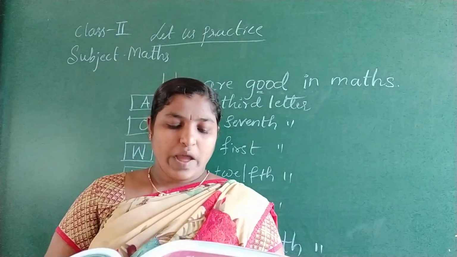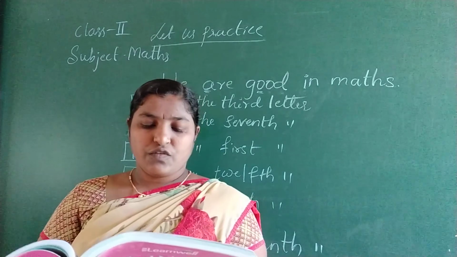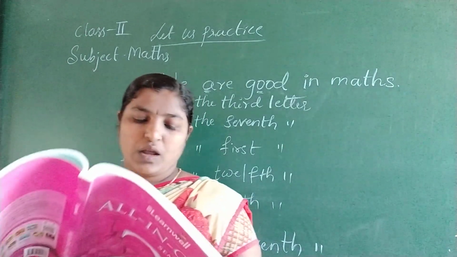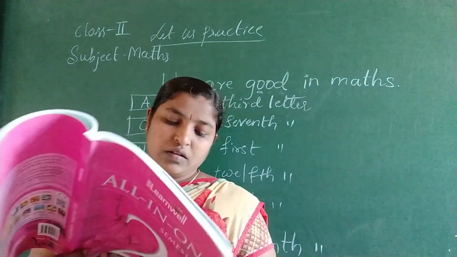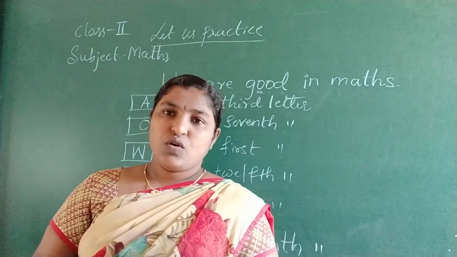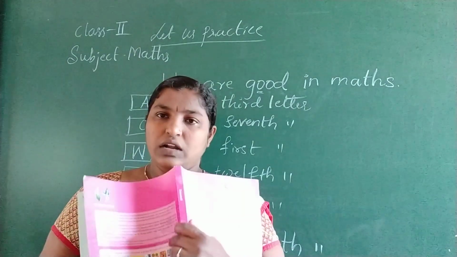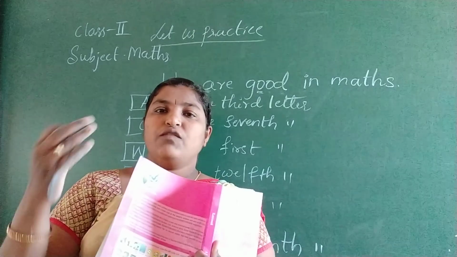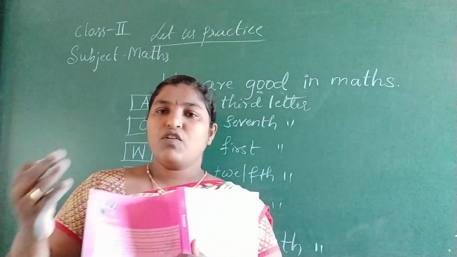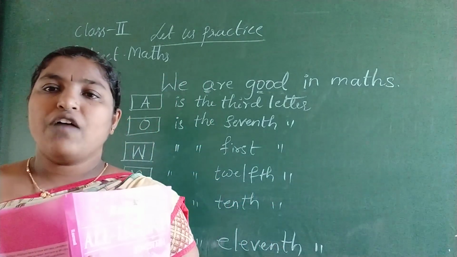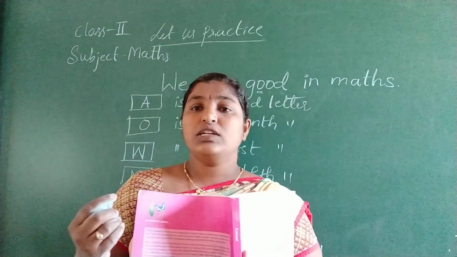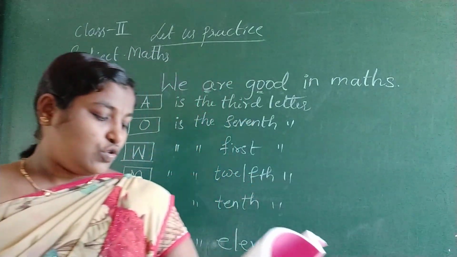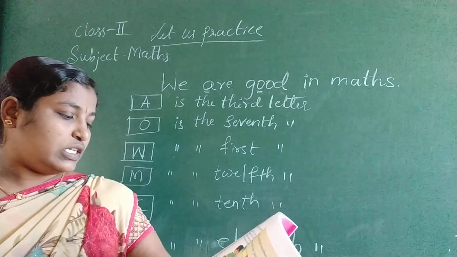Write any 2 values that you can learn from Mohit. Okay? So, if we work hard, he was in second place. After working hard, he got first position. So, first and second we should write.